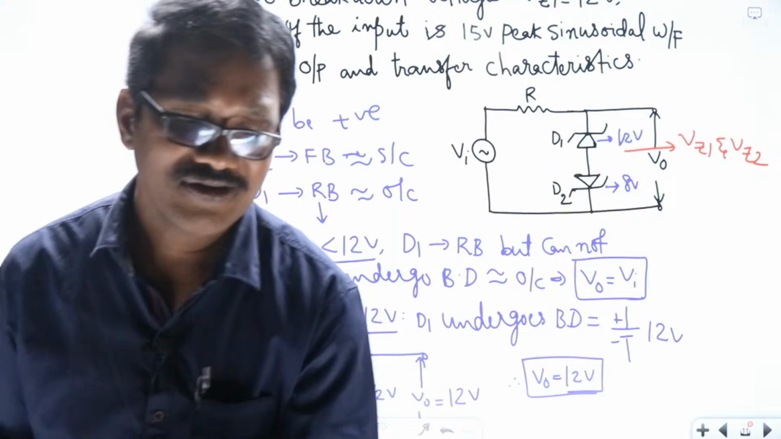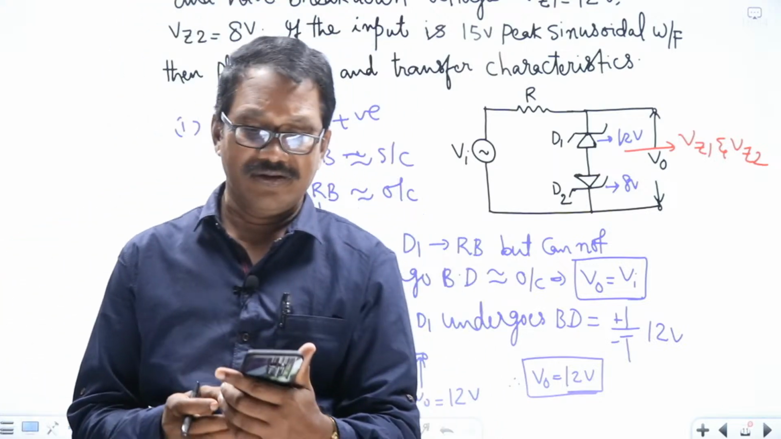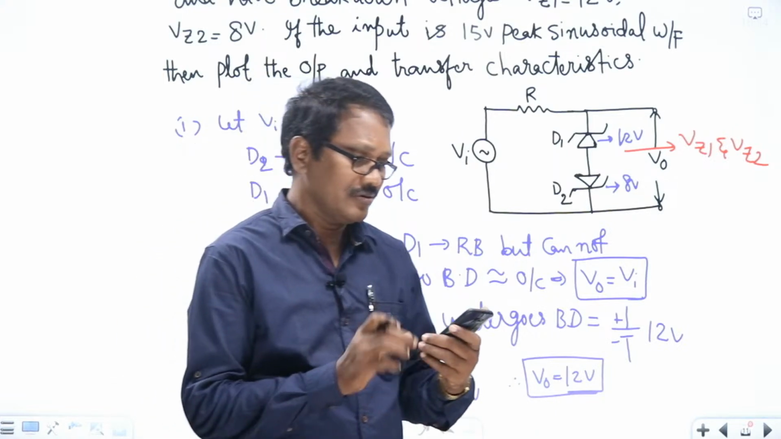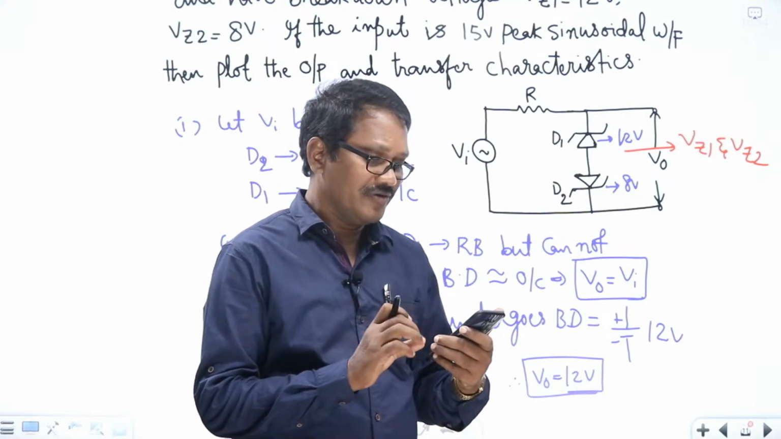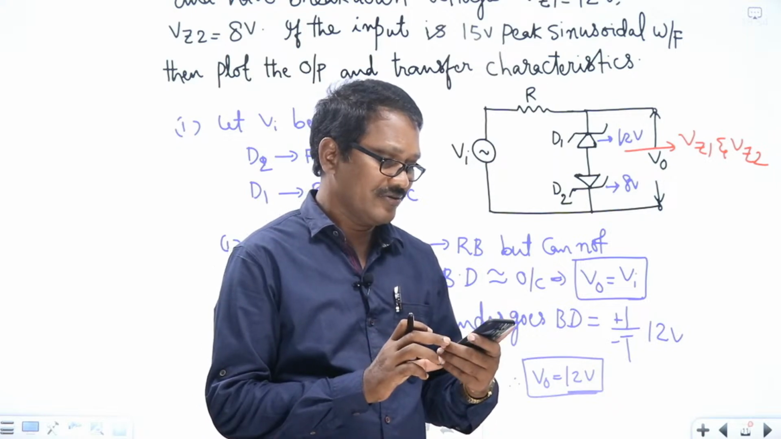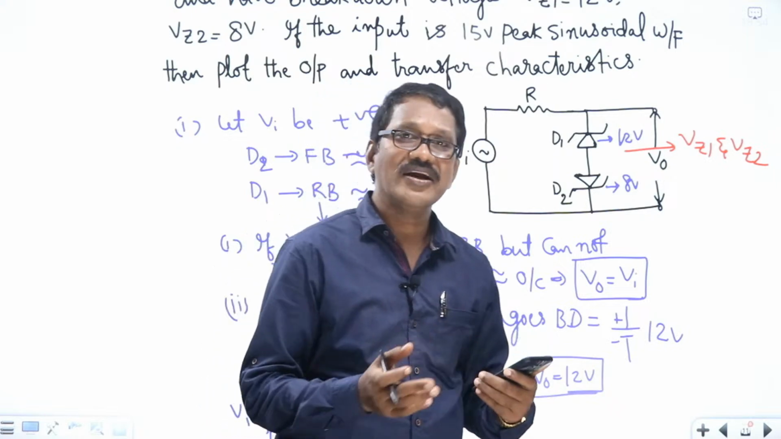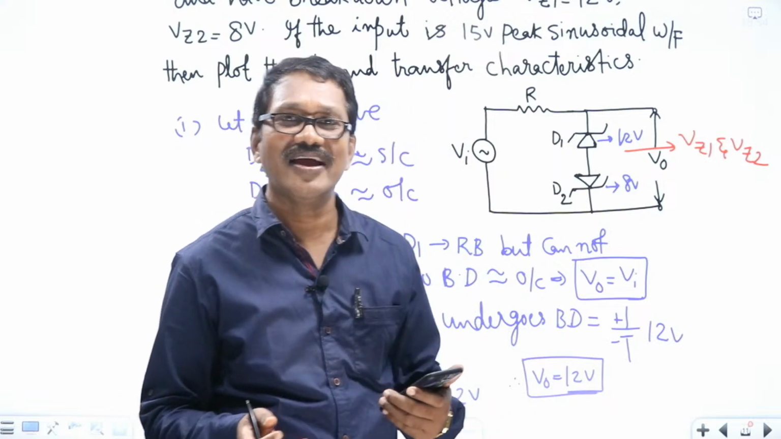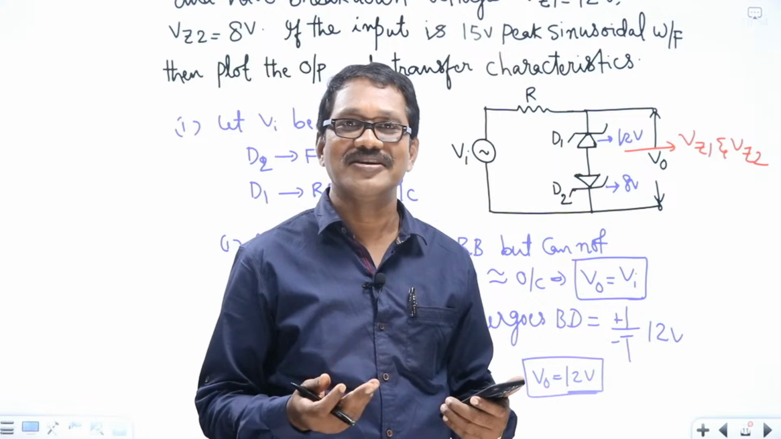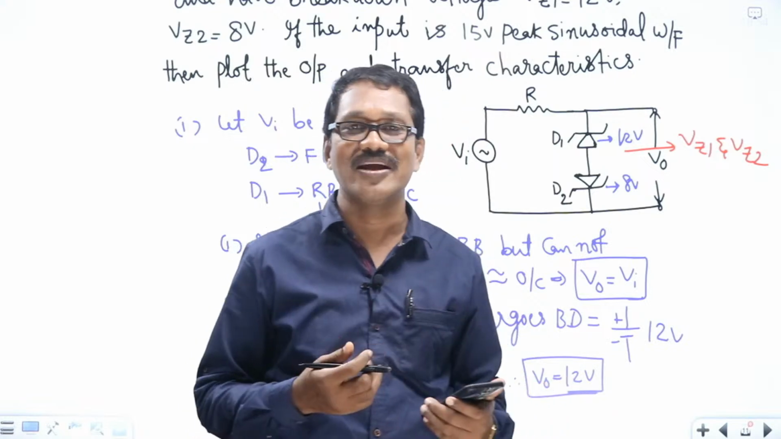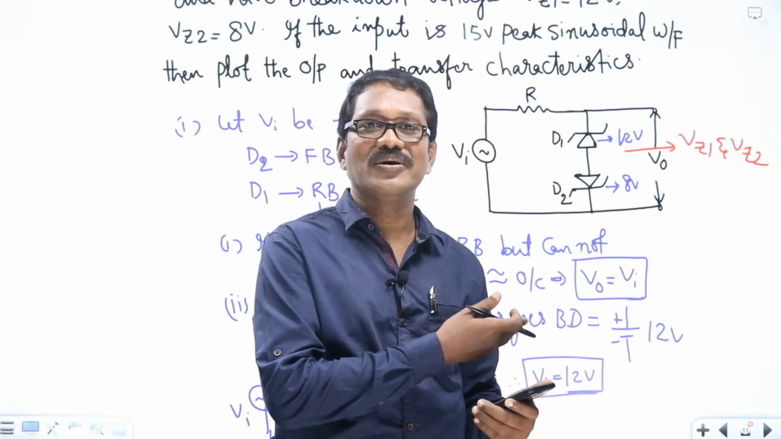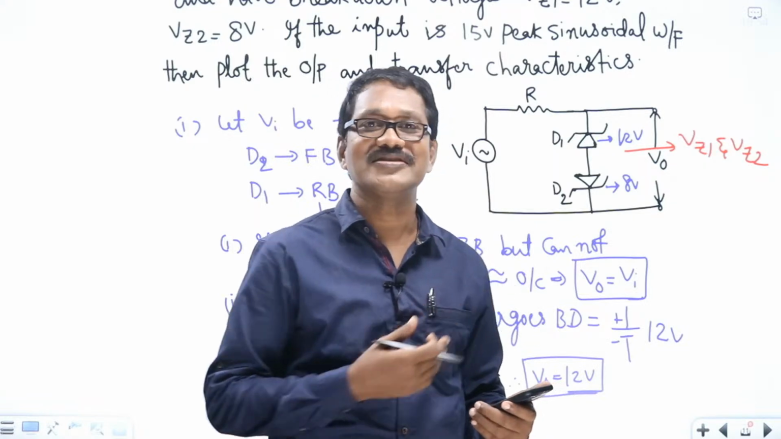What if the diodes are practical? If the diodes are practical, then it is replaced by 0.7 volts. Have you understood this? Dynamic resistances will be given to you, mentioned in the problem itself. Then it is replaced by the dynamic resistance.